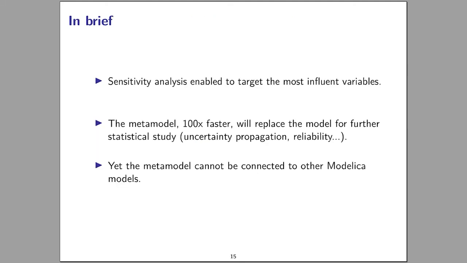So till here, in brief, we have seen that sensitivity analysis has enabled us to target the most influential variables. We have created a meta-model that is 100 times faster than the Modelica model. And this meta-model can replace the model for further statistical study, such as uncertainty propagation, reliability, and so on. So this meta-model can be used for statistical study, yet it cannot really be used in a Modelica environment. It cannot be connected to Modelica models.